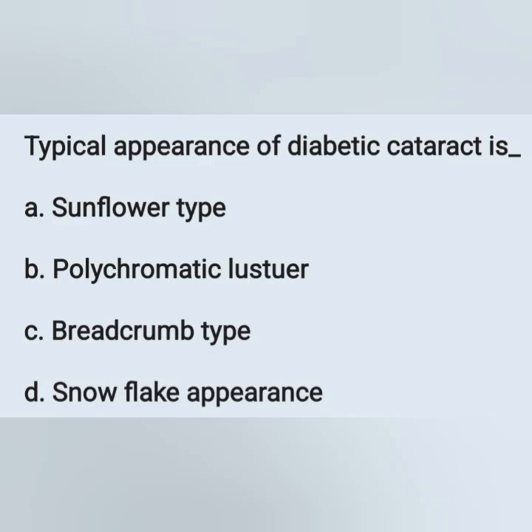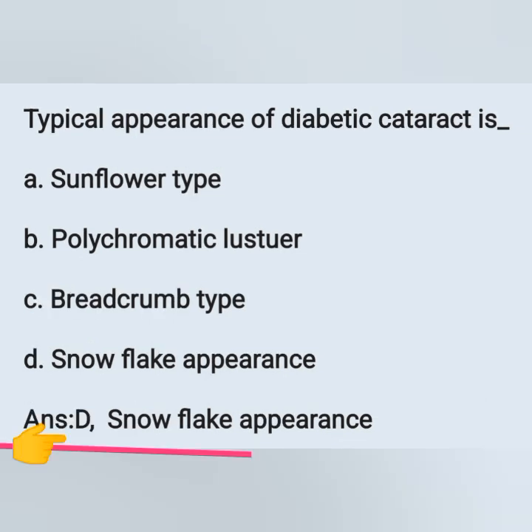Typical appearance of diabetic cataract is, options. Option A sunflower type, option B polychromatic luster, option C breadcrumb type, option D snowflake appearance. Question: what type of appearance can we see in case of diabetic cataract? It will be like a snowflake appearance. Option D is the correct answer. Snowflake appearance means a cloudy appearance we can see in case of diabetic cataract. Move on to the next question.